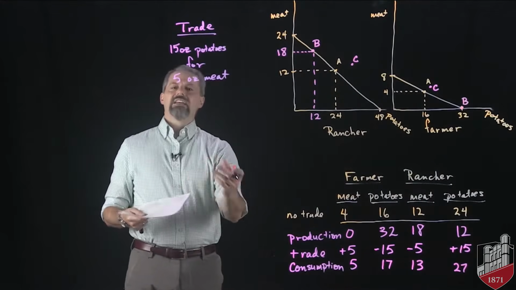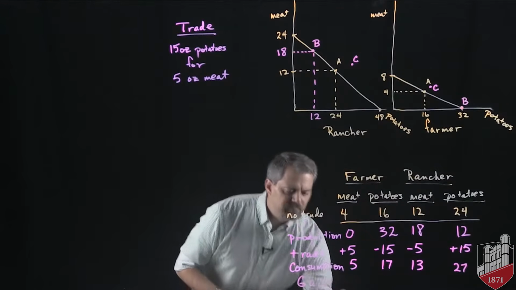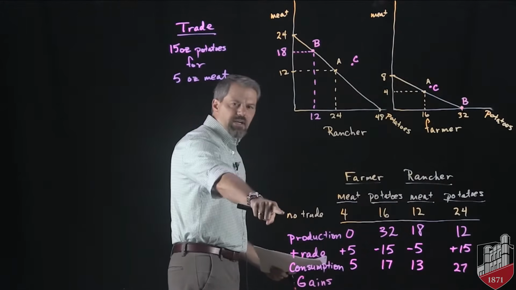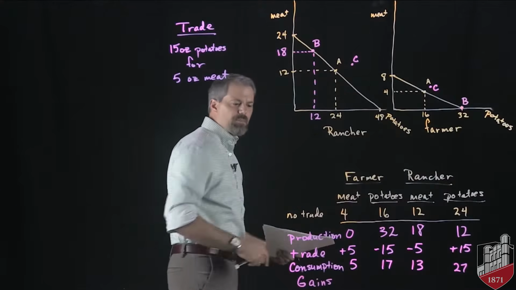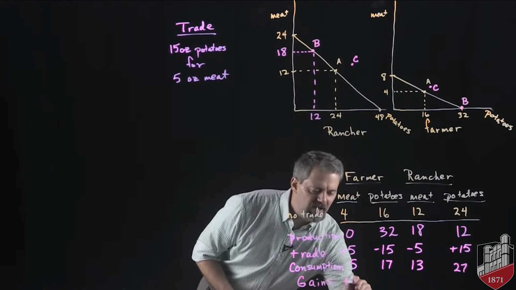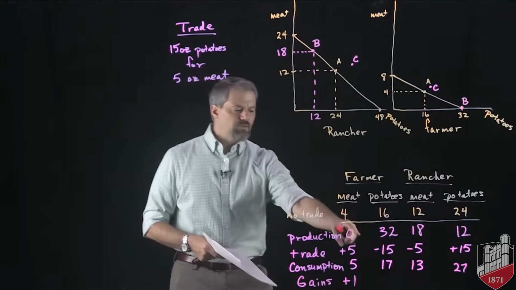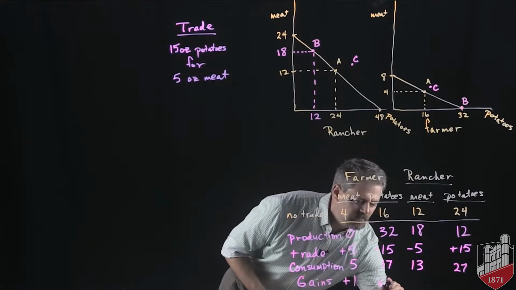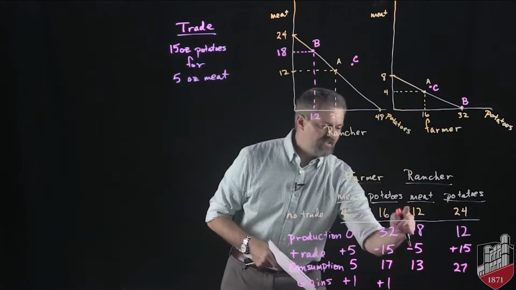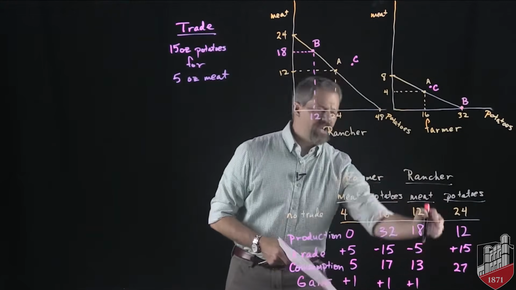Let's look now at the gains from trade. We're going to be comparing this consumption line with the no trade, the autarky consumption line, which is right up here. So in terms of the gains from trade, we can see that there's 1 extra ounce of meat that the farmer is consuming. There's also an extra ounce of potatoes. In terms of the rancher, we see that there's an extra ounce of meat. And in terms of potatoes, there's 3 extra ounces of potatoes.